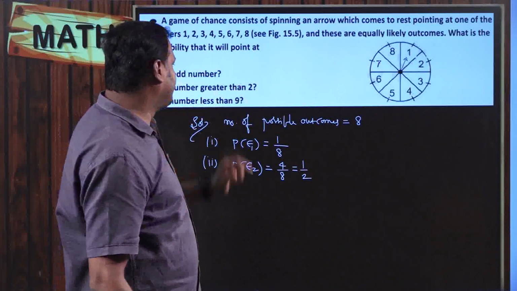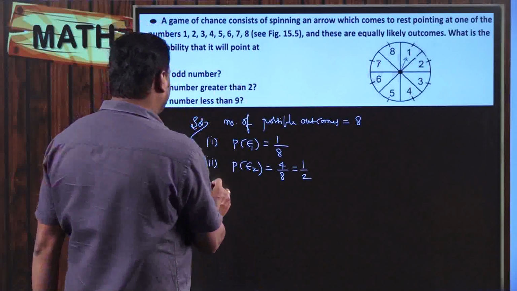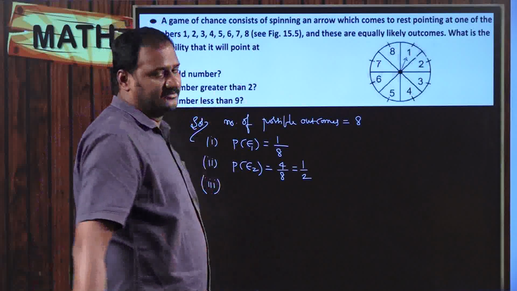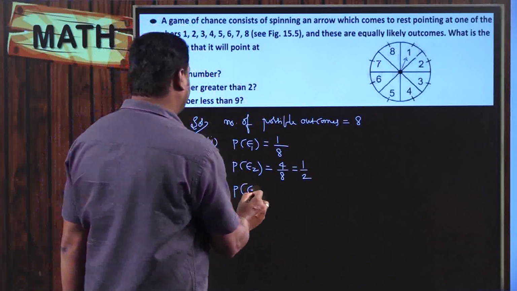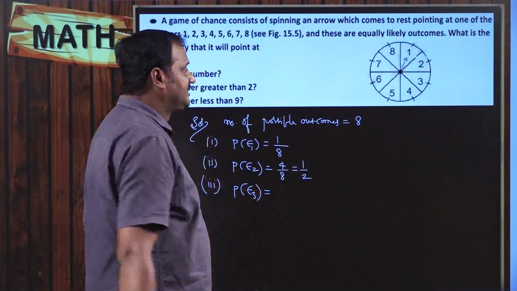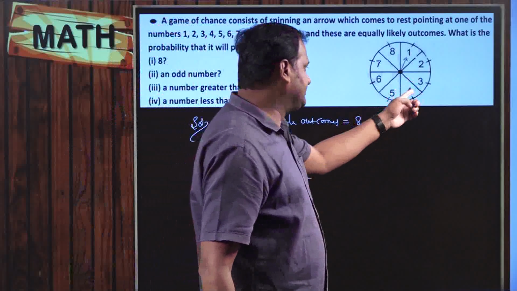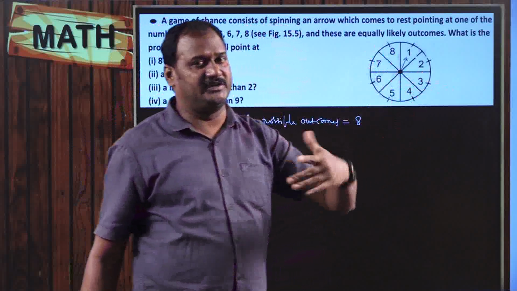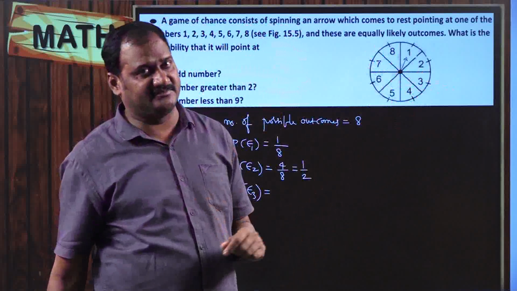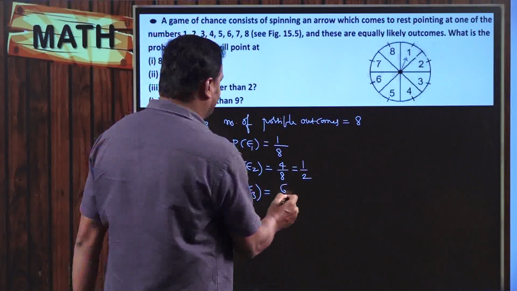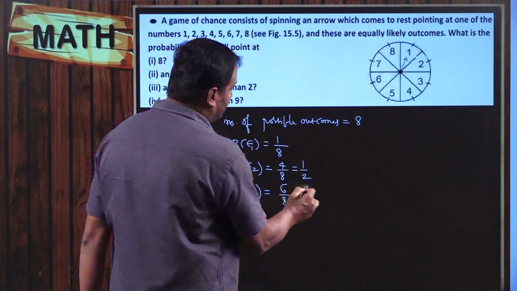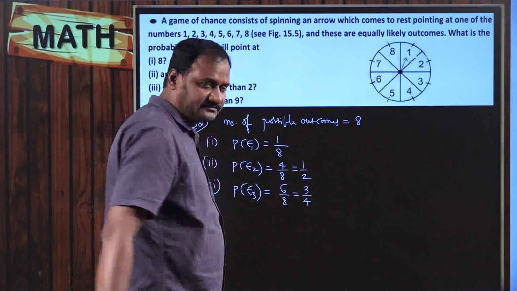A number greater than 2. A number greater than 2 means 2 should not be included. The number greater than 2 means how many numbers are there totally? There are totally 8 numbers. The number greater than 2 means all these numbers; 1 and 2 will be excluded. So there are 6 numbers which are greater than 2. Therefore 6 divided by 8, which is equal to 3 divided by 4. Right?